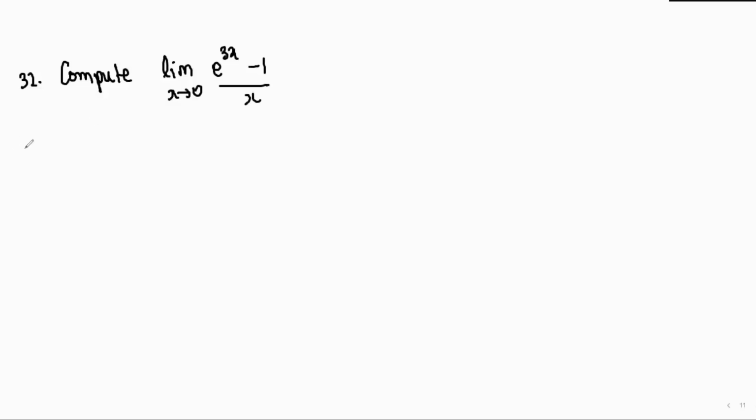This is also the same model. Take the next question. Compute the limit as x tends to 0 of (e^(3x) minus 1) by x. First we will write the given limit: limit as x tends to 0 of (e^(3x) minus 1) by x. Here again we are applying the same limit.